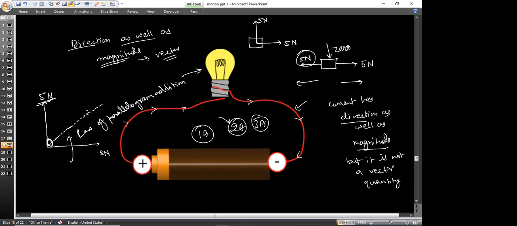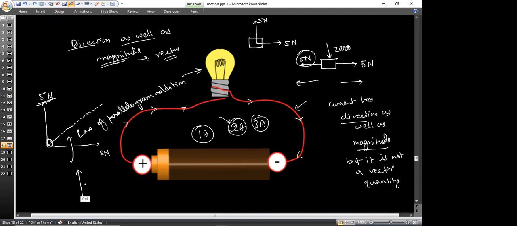But in case of current, if I add 5 ampere current going in this direction and 5 ampere current going in this direction, the net current will be 10 ampere.